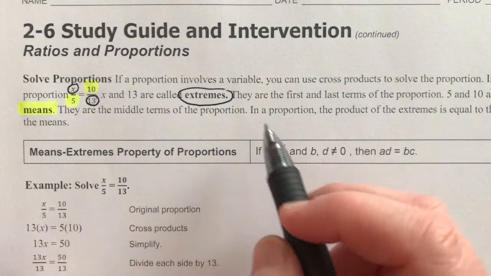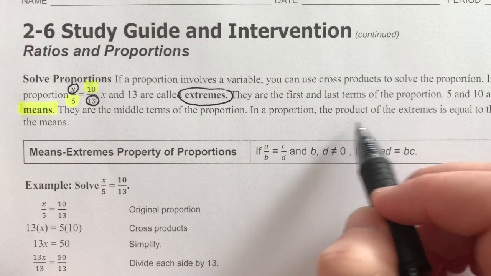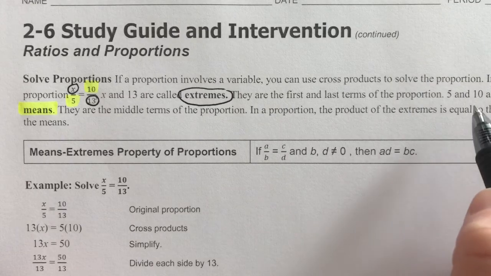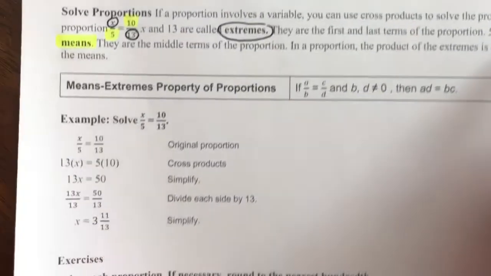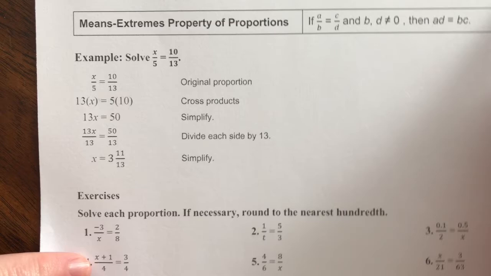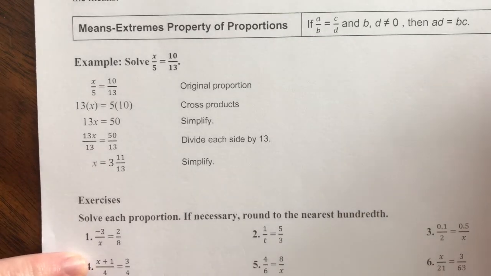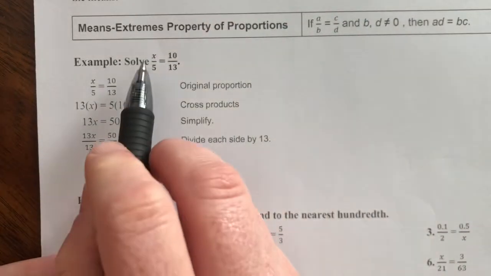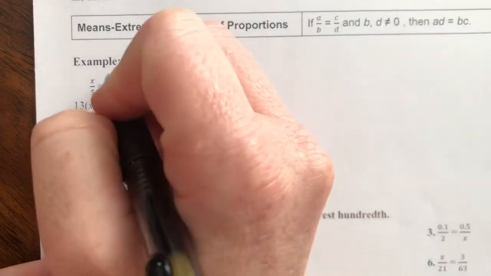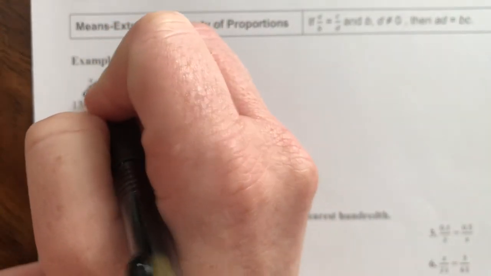They're the middle terms of the proportion, and in a proportion, the product of the extremes is equal to the product of the means. That's a really, really complex way of just saying cross multiply and set them equal to each other. It's literally that simple. So here, solve x over 5 equals 10 over 13. We are going to cross multiply.